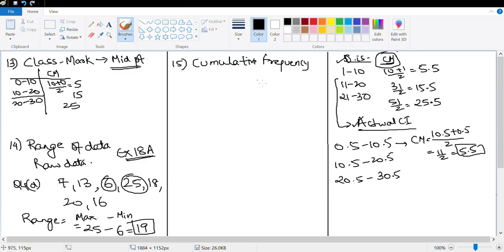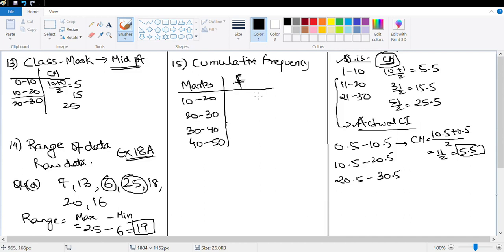So that's the range. Cumulative frequency. What is cumulative frequency? Let's say, I'll give you an example, it'll be easier to understand. So let's say this is marks and I have frequency. So this is 10 to 20, 20 to 30, 30 to 40 and 40 to 50. My frequency is 4, 9, 5 and 6. What will be the cumulative frequency? Cumulative frequency, as the word suggests, cumulative, which means added up. Cumulative means to add.